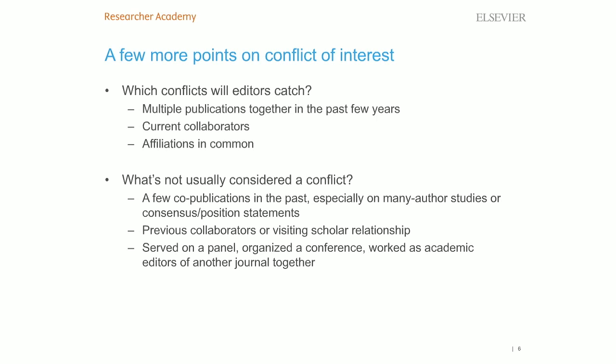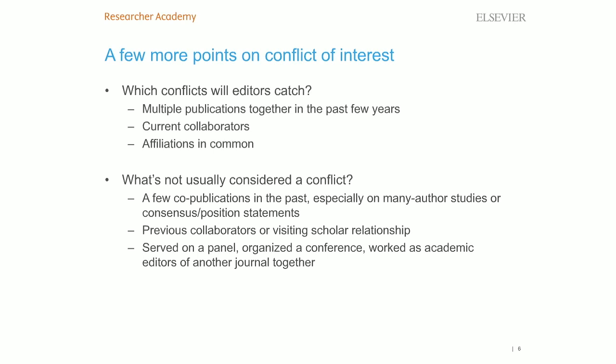Some things that I don't consider a conflict. So if you've published a few papers together in the past, especially if it's a many author study or one of these consensus statements, I think that's fine. I think you can still be objective. If you previously collaborated, previously visited each other's labs, especially if it's long enough ago, I think that's fine. And then if you've done other professional activities together, panels, conferences, if you are co-academic editors of a different journal, I think that's fine too.